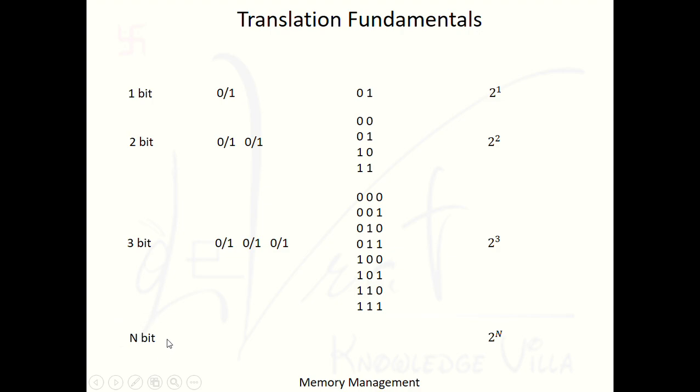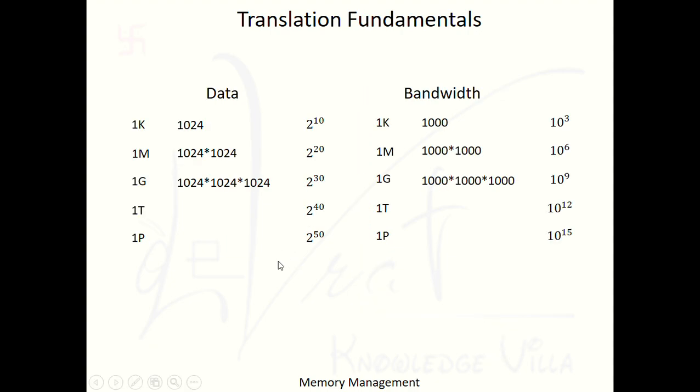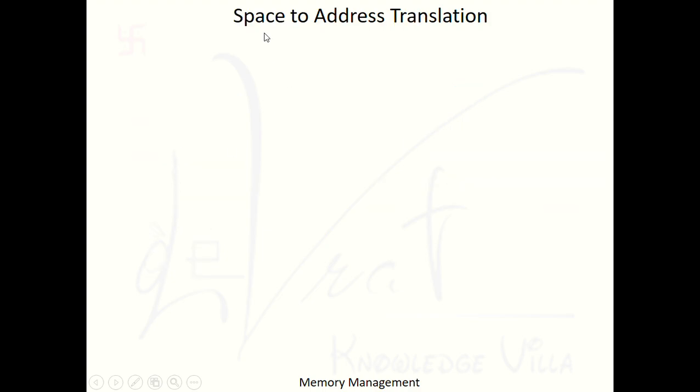In earlier translation fundamentals, we discussed that if we have n bits, we can generate 2 raised to n number of addresses. As well as we discussed that 1K is equal to 1024, which means 2 raised to 10. 1 mega is 2 raised to 20 and 1 giga is 2 raised to 30. So on, 2 raised to 40 and 2 raised to 50 for tera and peta. Let's start. Today's video session is about space to address translation.